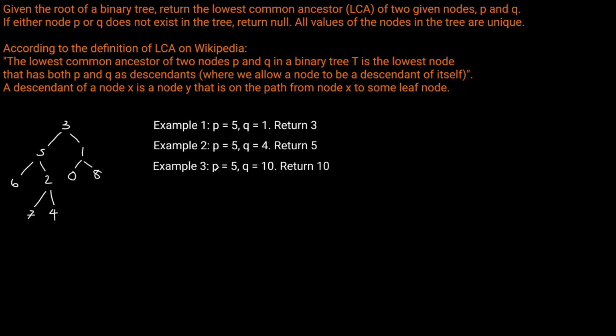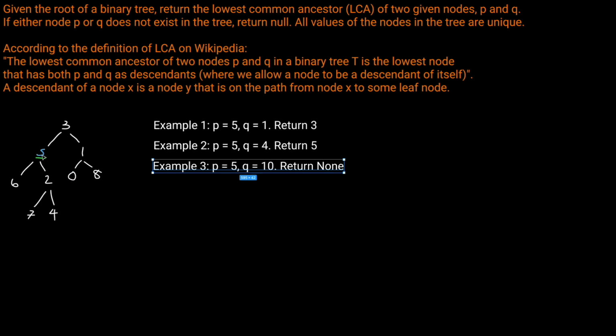Now let's look at the interesting case of P equals 5 and Q equals 10. So we have this node 5, but we can see in our tree that there's actually no 10 in the tree. And oops, I made a mistake here. This should not be to return 10. We should just be returning none here, because actually, 10 is not in the tree. So therefore, we return null in the case when one of the nodes is not in the tree.